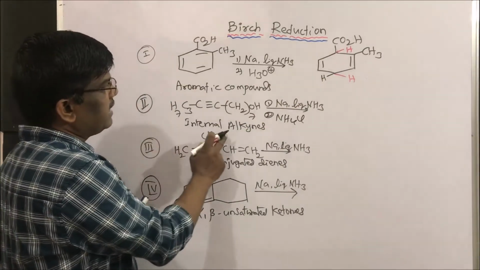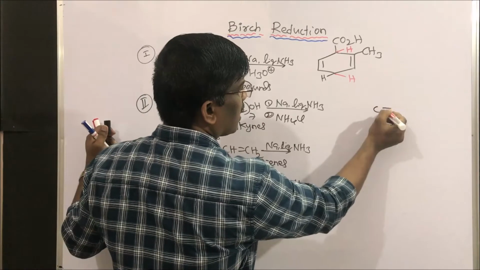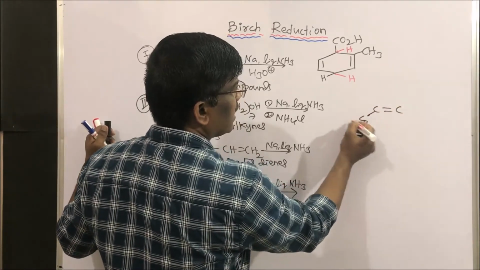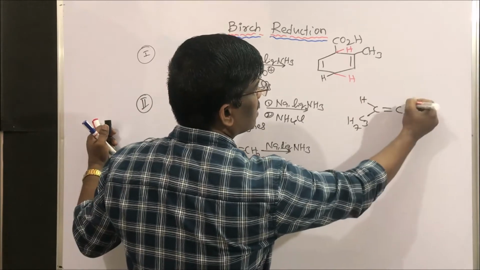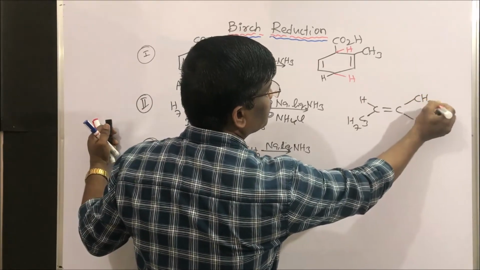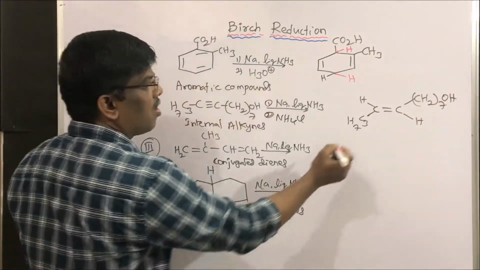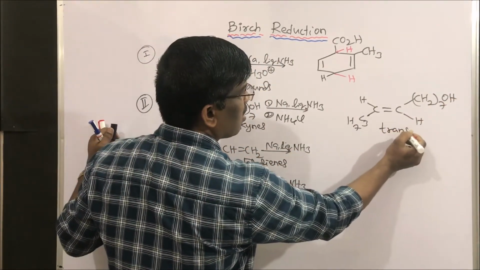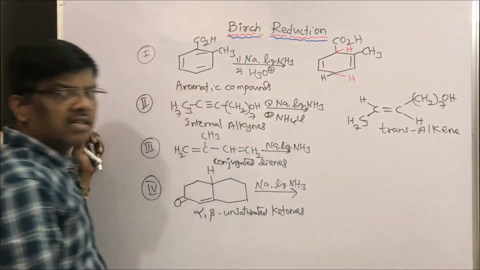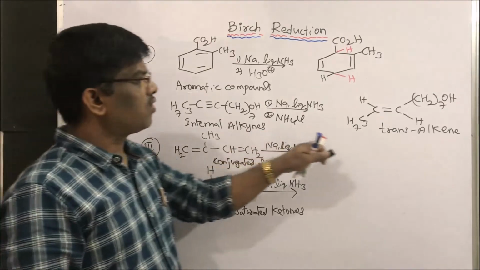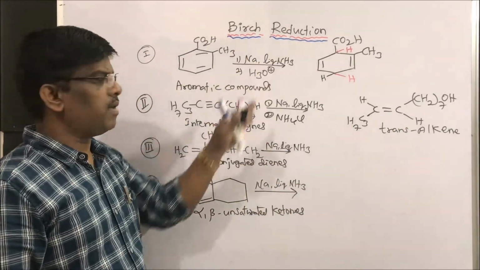So what about this? Internal alkynes. Internal alkynes give trans alkenes. So C3H7, here hydrogen, CH2 taken 7 times OH. So this is a trans alkene. Why trans? I will explain. Right? So this is how trans alkenes can be obtained by using the Birch reduction method.